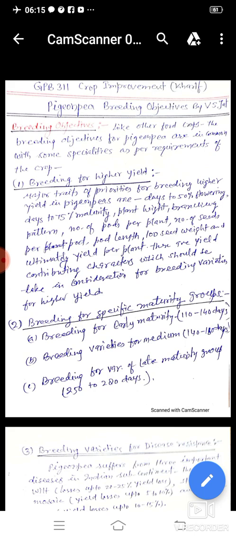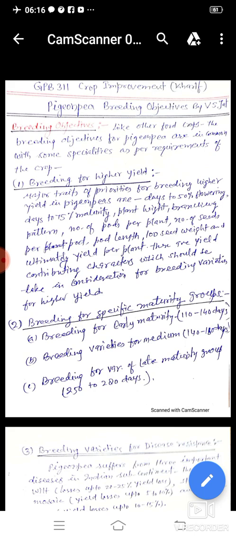Major traits of priority for breeding higher yield in pigeonpea are days to 50% flowering, days to 75% maturity, plant height, branching pattern, number of pods per plant, number of seeds per pod, pod length, 100 seed weight, that is test weight, and ultimately yield per plant. These are all yield contributing characters which should be taken into consideration for breeding varieties for higher yield.